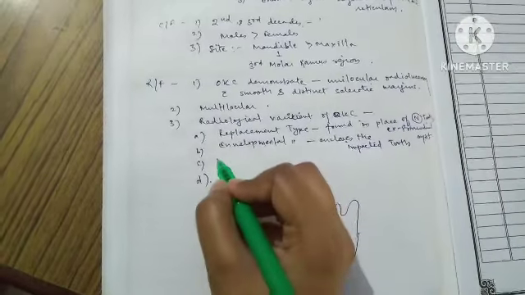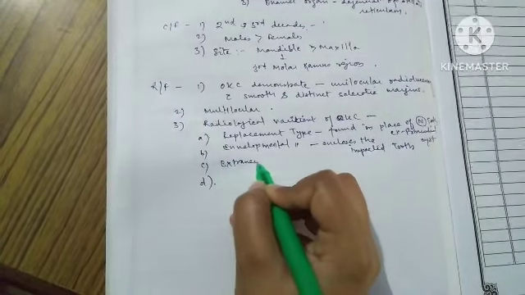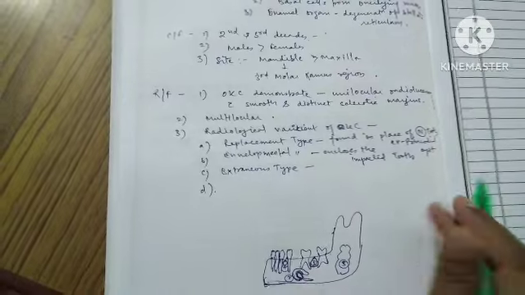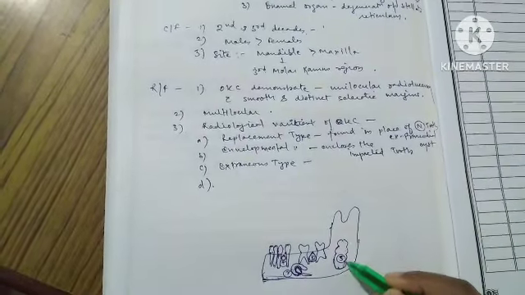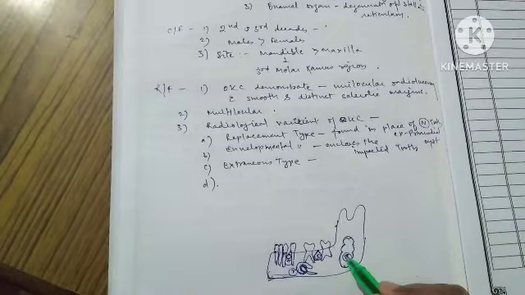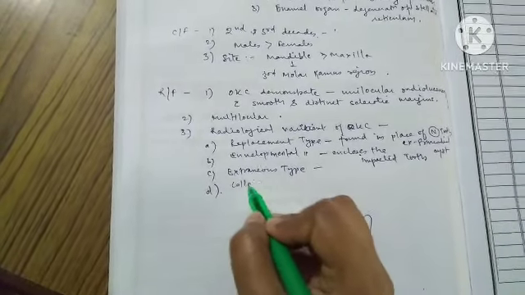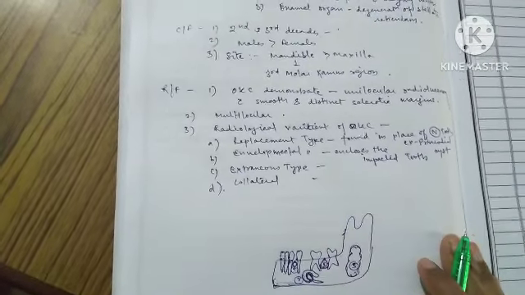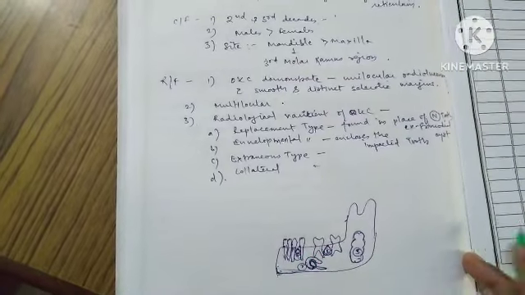Third one is the extraneous type, right? It develops away from the tooth bearing area of the jaw. This one, here, okay? Collateral type develops in between the roots of the teeth. You can see it will develop something like this.